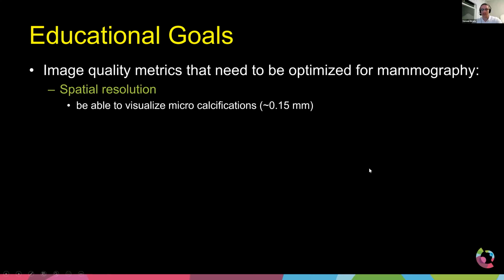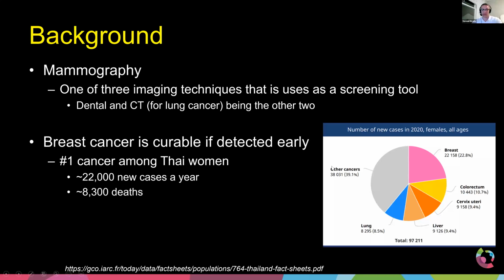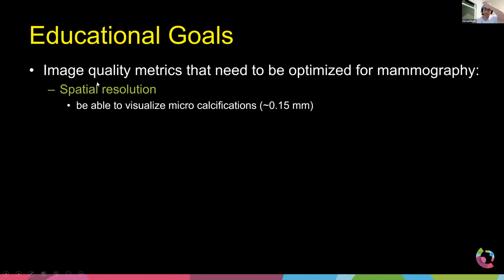Now, why is that a good thing? Because breast cancer is largely curable if we can detect it early. Now, you could say that about any cancer. If we can detect most cancers early, we can almost always cure them. But breast cancer, if we can catch it early, we can cure it. And that is why we screen with mammography.